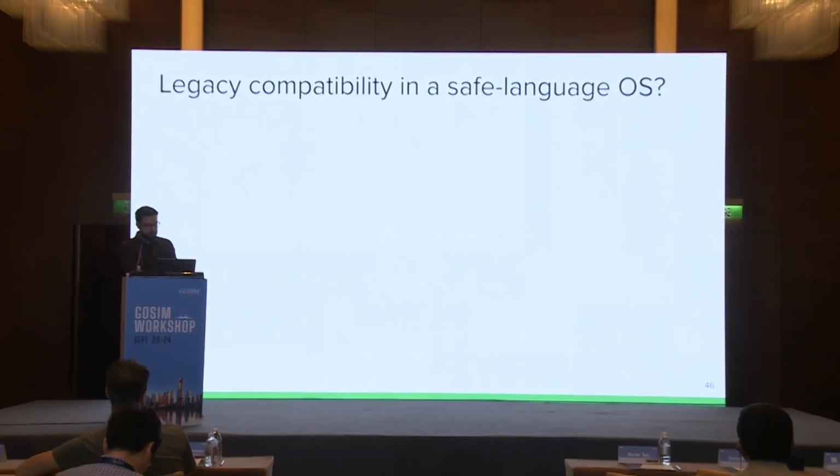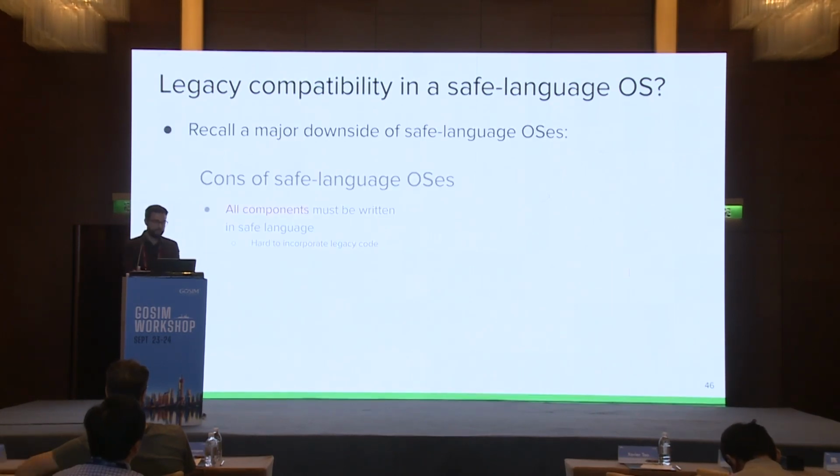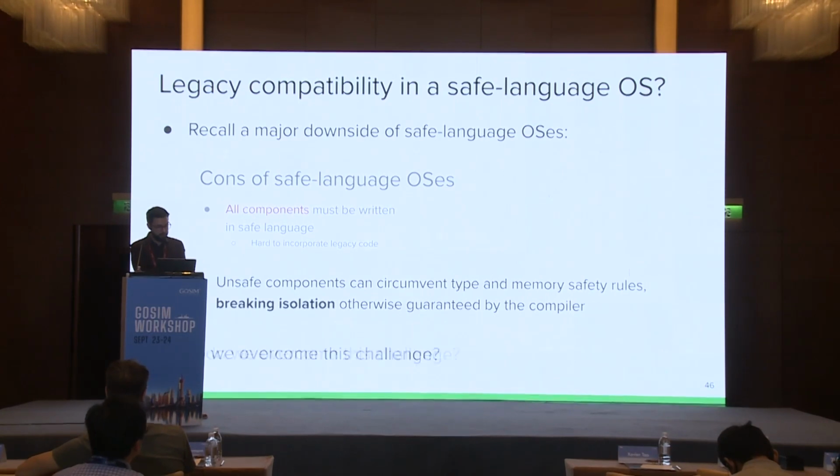Okay. So if you recall, at the top of the presentation, I said, hey, how do you run legacy code in a safe language OS? Well, you can't, right? That's one of the major downsides. You can't be assured that legacy code in an unsafe language isn't going to violate the rules that preserve isolation between different tasks. Right, so how do we overcome this?